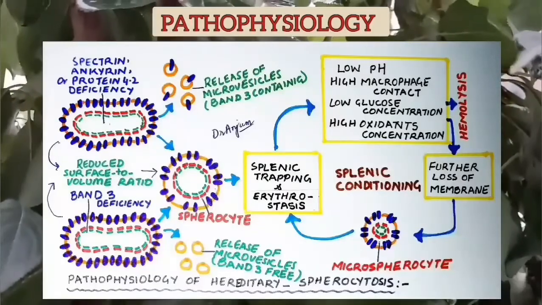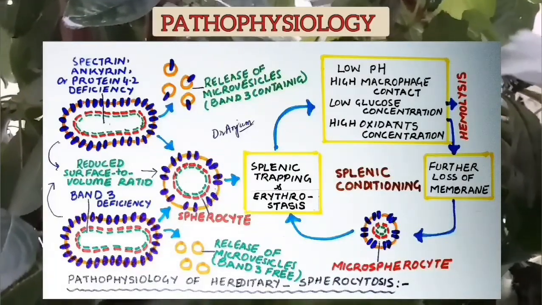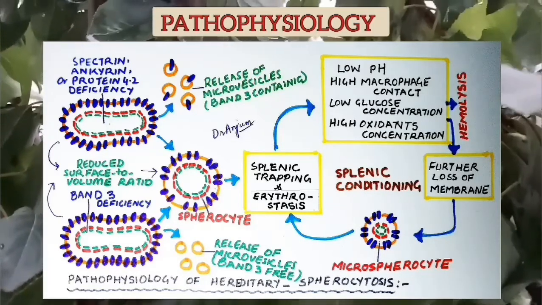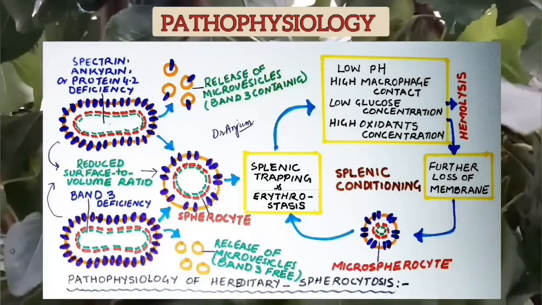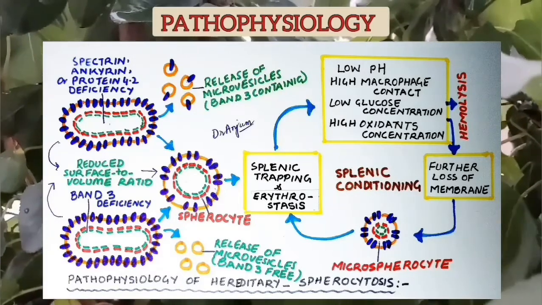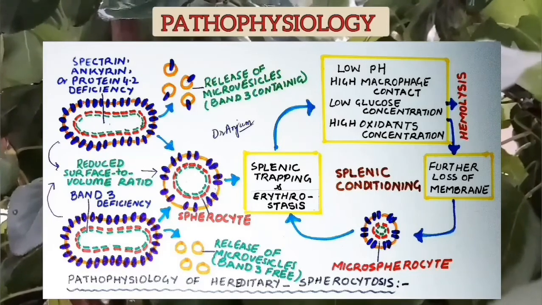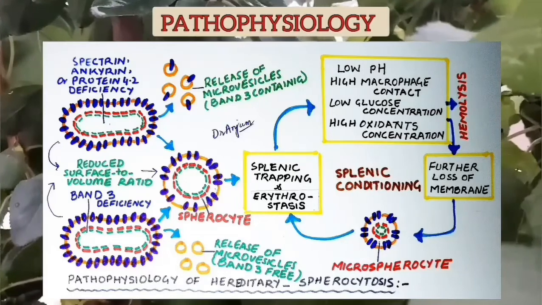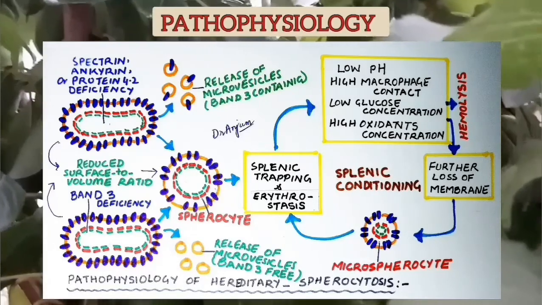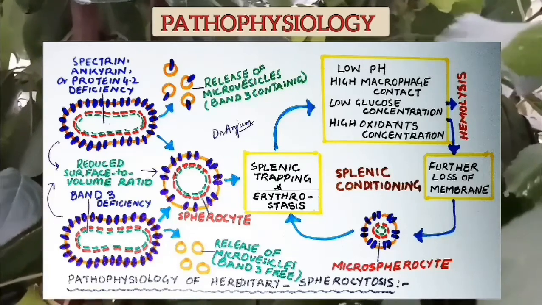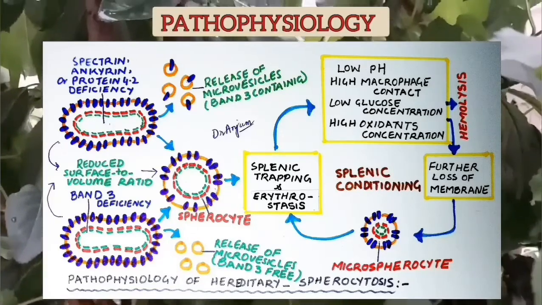This diagram explains the pathophysiology. Now spectrin and ankyrin or protein 4.2 deficiency lead to the release of band 3 containing microvesicles, while band 3 deficiency leads to release of band 3 free microvesicles. Now because of the loss of this membrane surface area, there is a reduced surface area to volume ratio and the erythrocytes are converted into spherocytes. Now these have decreased cellular deformability and they are trapped in the spleen.